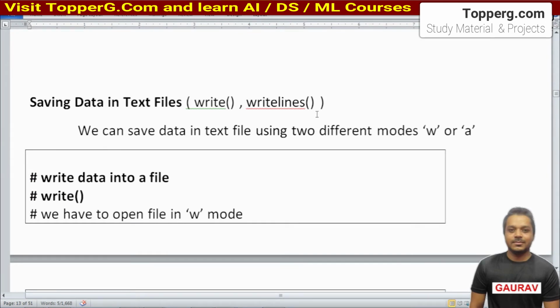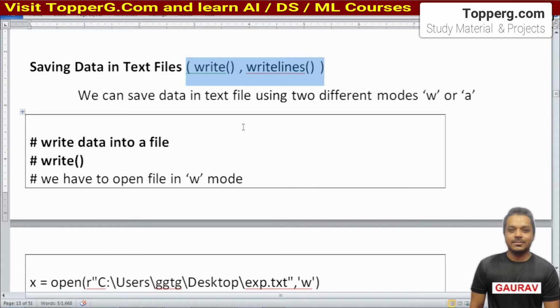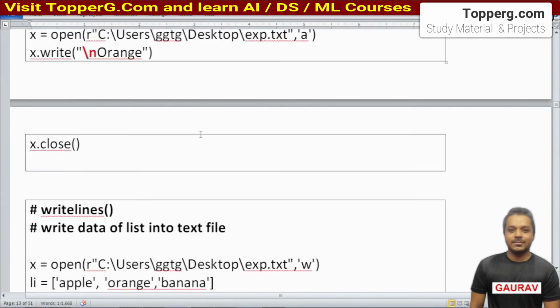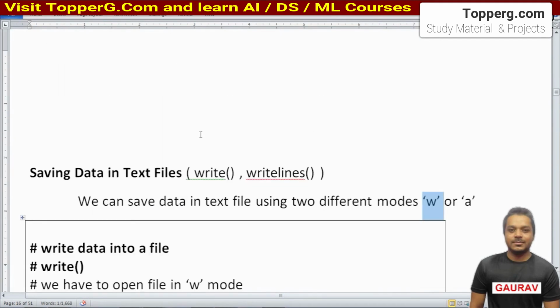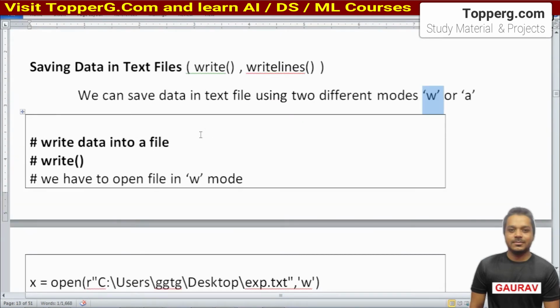Now, how can we write the data in our text file? We will use two functions, write and writelines. Make sure that we use the W mode to write data. There is a difference between writing data and appending data. Writing data means removing all the previous data from the file, and appending means adding new data after the previous data of the file.